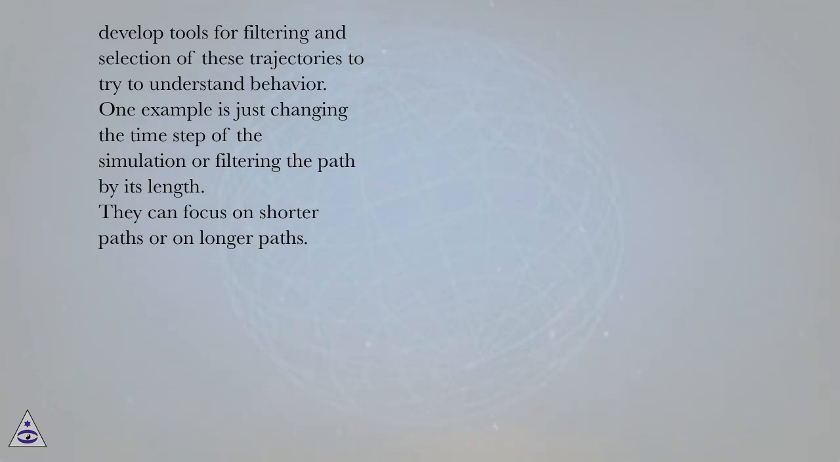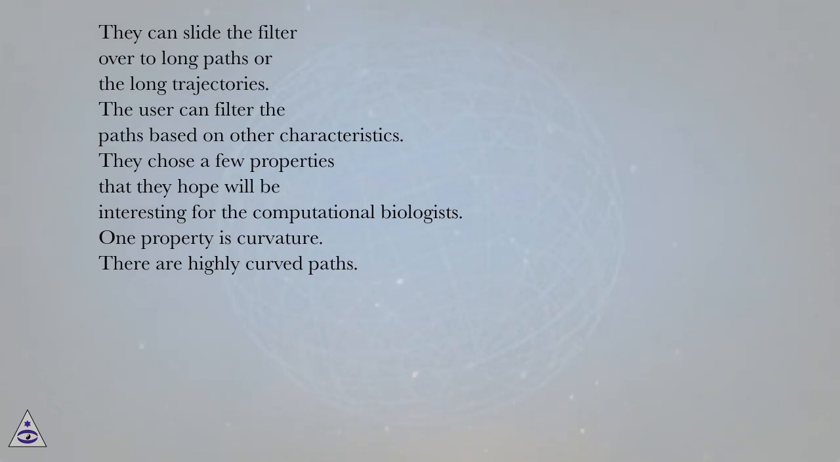One example is just changing the time step of the simulation or filtering the path by its length. They can focus on shorter paths or on longer paths. They can slide the filter over to long paths or the long trajectories. The user can filter the paths based on other characteristics. They chose a few properties that they hope will be interesting for the computational biologists.